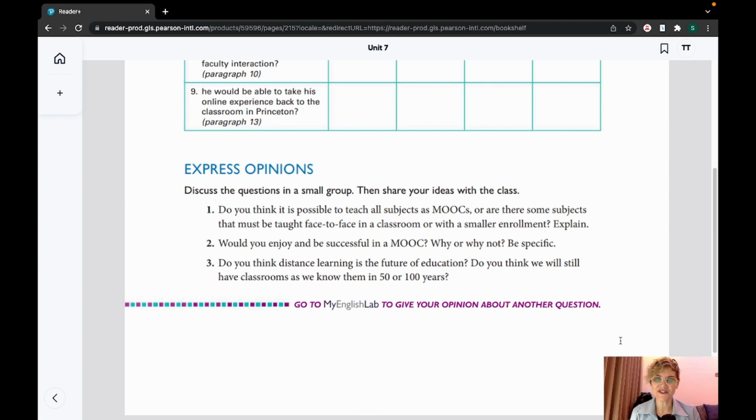So I'd like you to look at questions 1, 2, and 3. Let's look at 1. Do you think it is possible to teach all subjects as MOOCs, or are there some subjects that must be taught face-to-face in a classroom or with a similar enrollment? 2, would you enjoy and be successful in an MOOC? Why or why not? Be specific. And 3, do you think distant learning is the future of education? Do you think we will still have classrooms as we know them in 50 or 100 years?